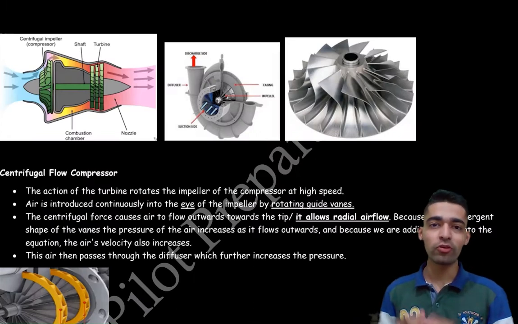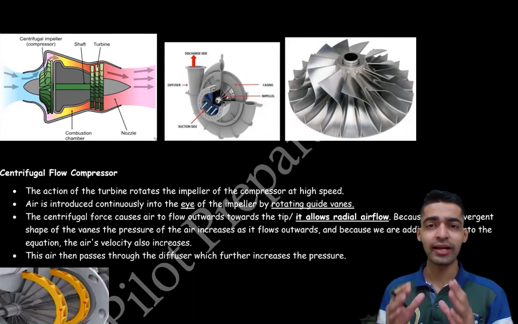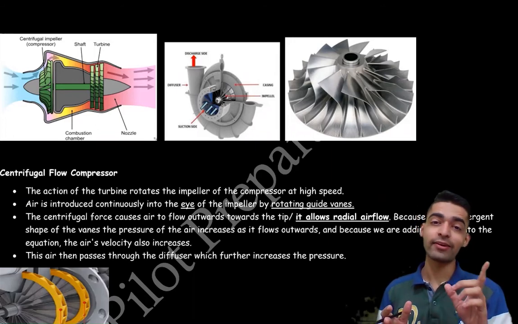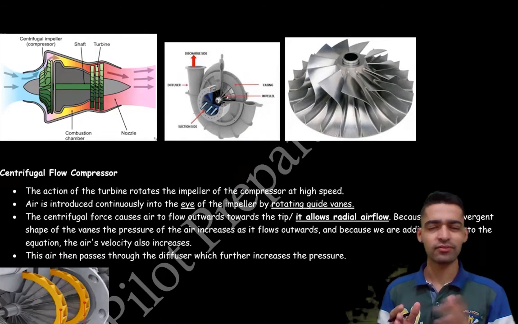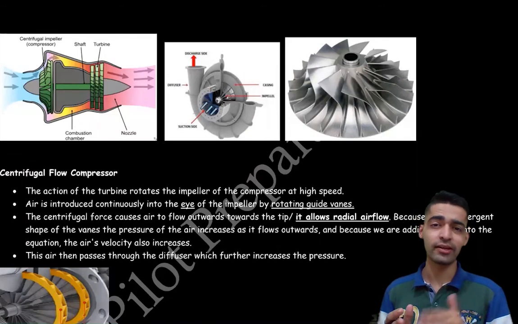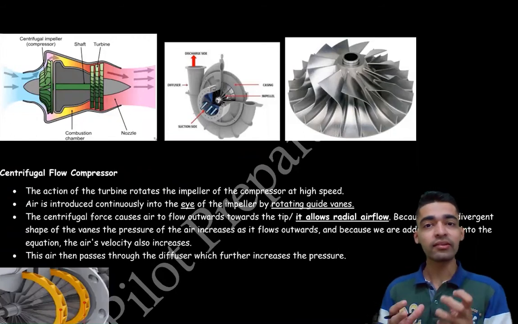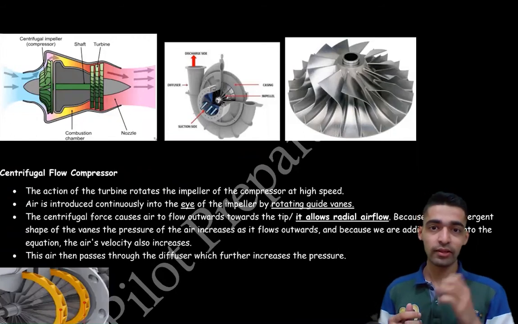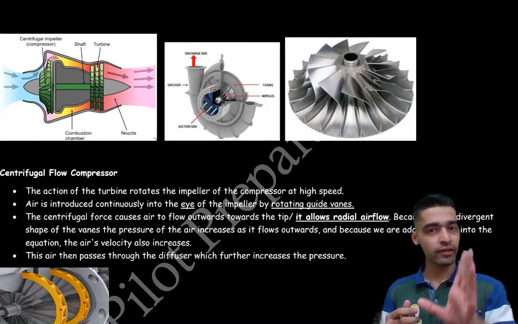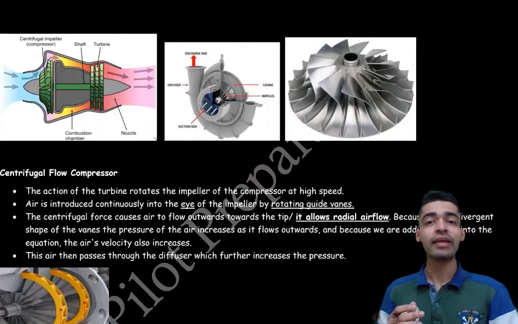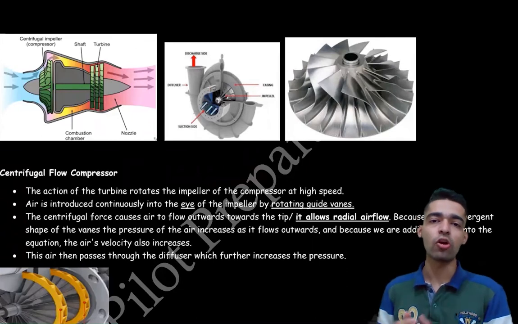Now let's talk about the centrifugal flow compressor. What we know is that first the turbine will rotate, then the shaft will rotate, and that will rotate the compressor. That is common in both axial and centrifugal compressors. This rotation of the compressor helps in sucking a lot of air, and the plane is also moving at a very high velocity, which will also help in sucking a lot of air.